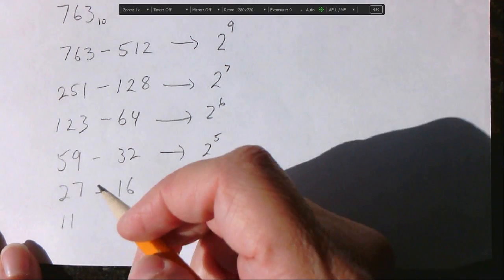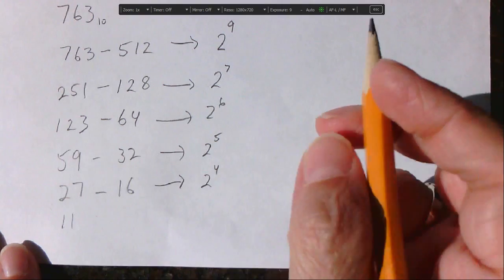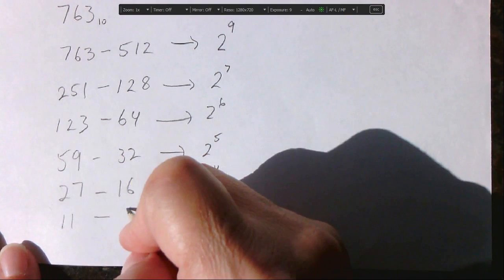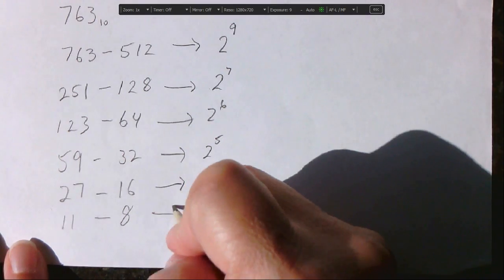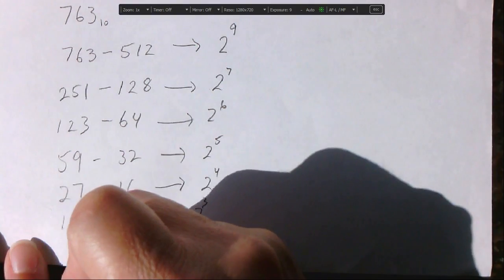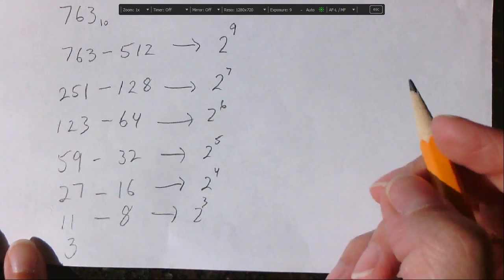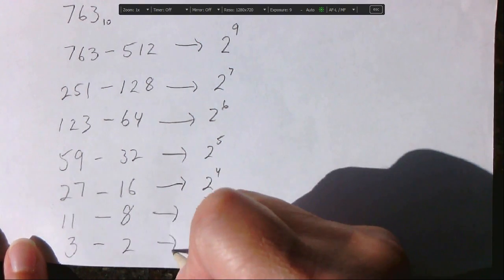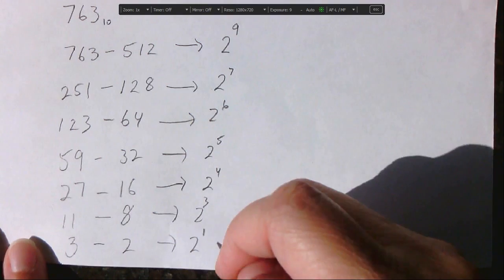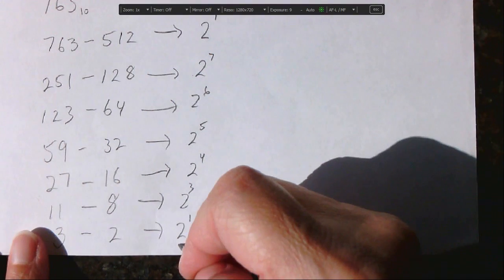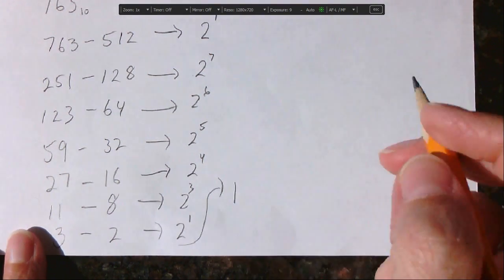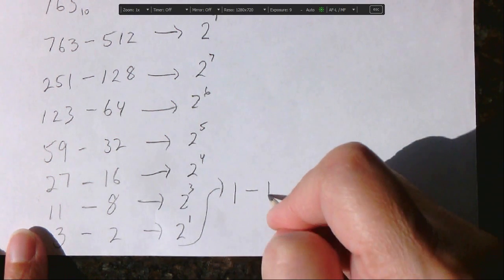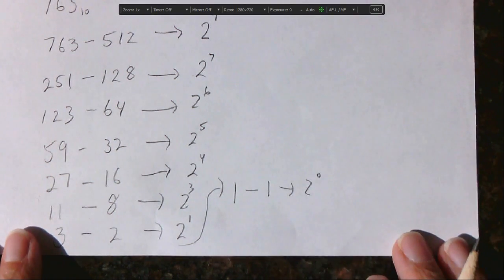Okay, so you can see, I guess I picked a good number because we have a lot of calculations here. The largest power of 2 would be 8. That gives me a 2 to the 3, and that leaves me with a 3. Greatest power of 2 is a 2, and that gives me a 2 to the 1. We're almost done. And that leaves me with 1. The greatest power of 2 is 1, which is a 2 to the 0.